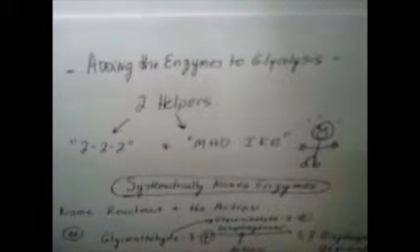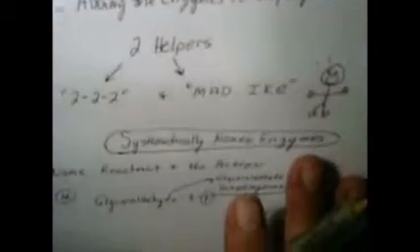Okay, now we're going to learn how to add the enzymes to our glycolysis steps, because in the previous video we learned how to draw them, and now we're going to see how to figure out what the enzyme names are. So in adding enzymes to glycolysis, there are two helping devices that we use. We use 222 and we use Mad Ike, and this is Mad Ike over here.